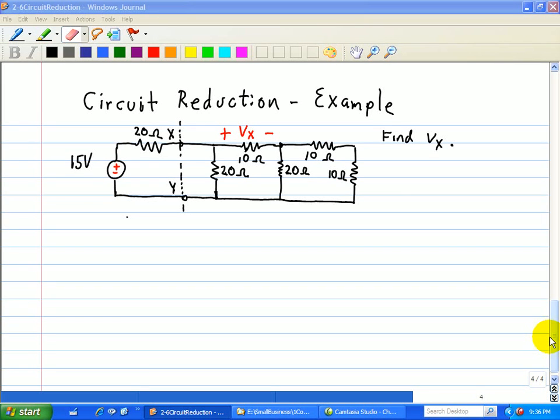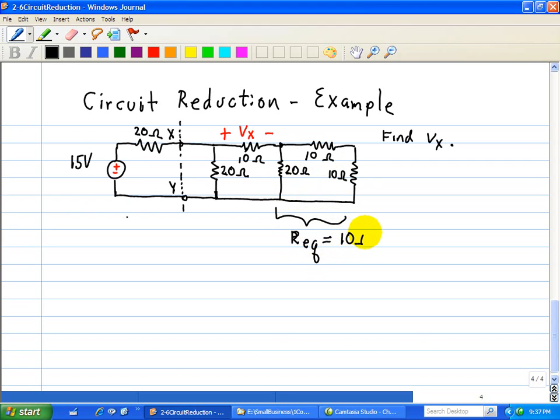Now let's analyze this example circuit in which we want to find Vx, and Vx is found across this 10 ohm resistor shown here. Now let's start simplifying. We note that the 10 ohm is in series with this 10 ohm, so this is 20 ohms. However, this 20 ohm is in parallel with this 10 ohms in series with this 10 ohm. So this here is really our equivalent of equal to 10 ohms.